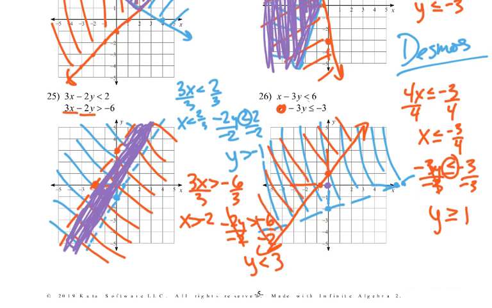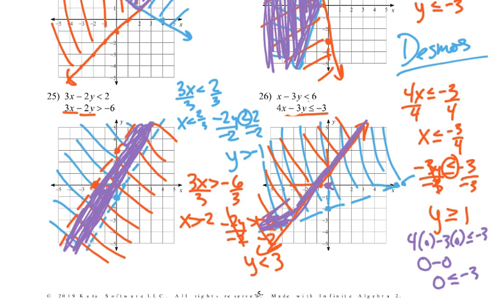Again, if I didn't know how to do that, I would just pick a test point, which 0, 0 is always my favorite. Go 4 times 0 minus 3 times 0, is that less than or equal to -3? 0 minus 0 is 0. Is 0 less than -3? Nope. So that's why we shaded the opposite side. But for our system, okay, we've got this area of the graph where it's overlapping and is our answer.